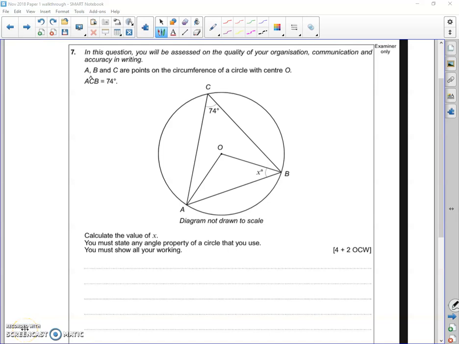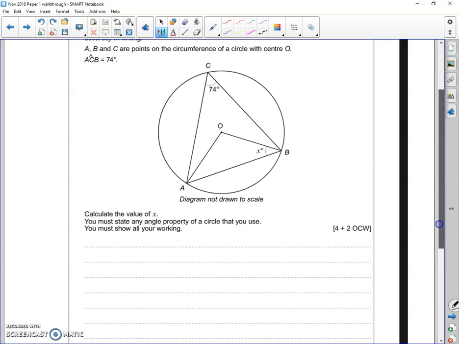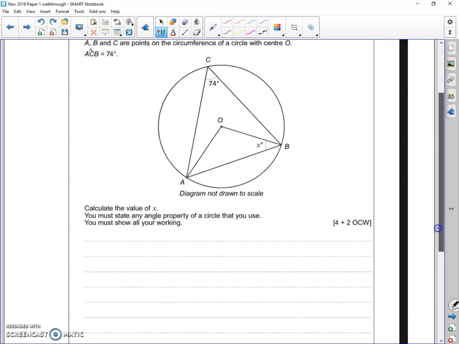Okay, this is question 7 then from the November 2018 Higher Paper 1 Maths, following on from my last video. This is circle theorems. It's 4 marks on that, 2 marks for your written communication and saying what you've done. Okay, and we've got to find angle x.